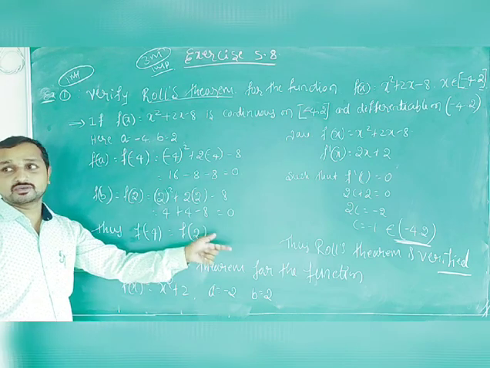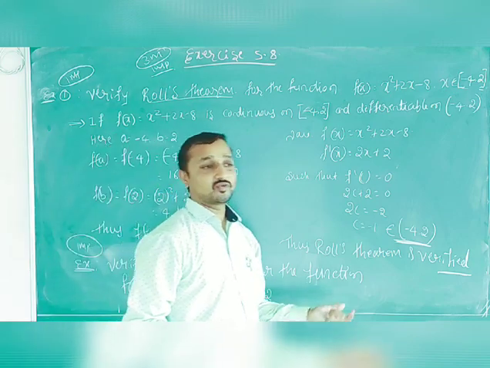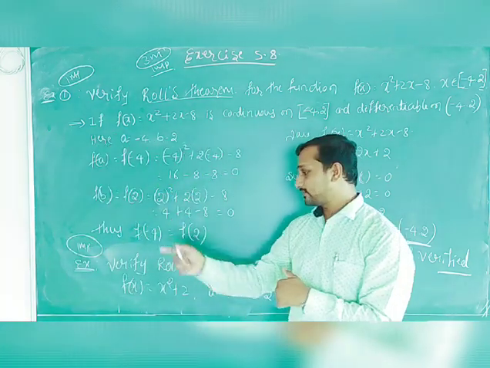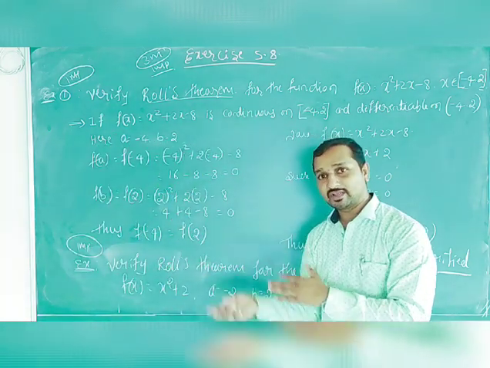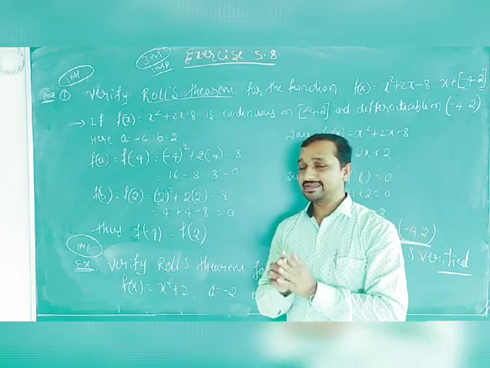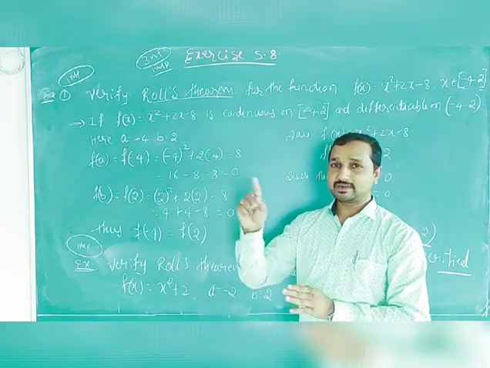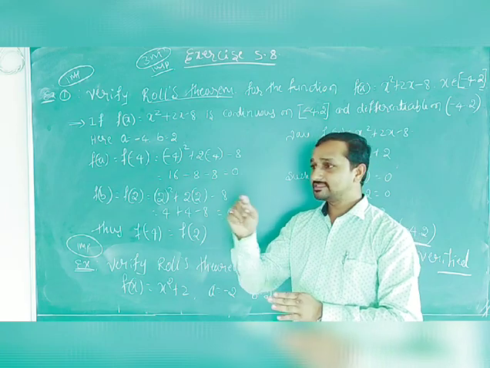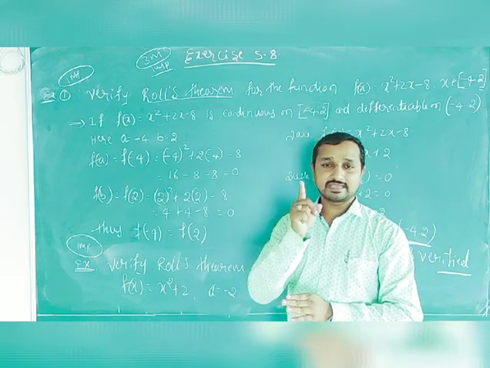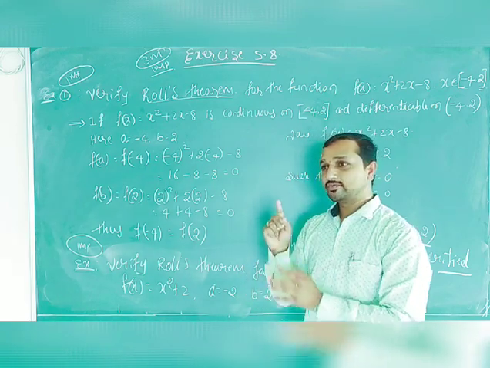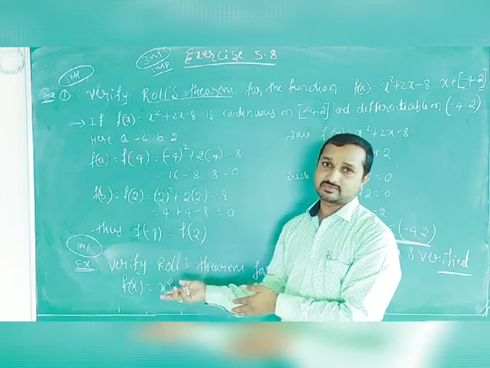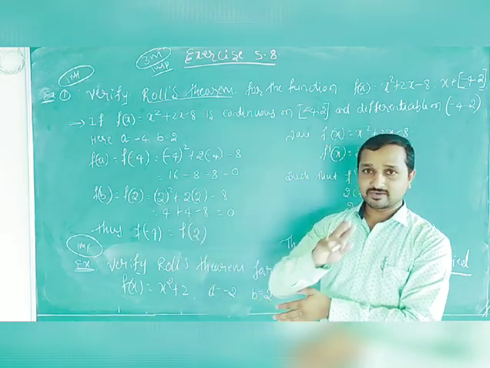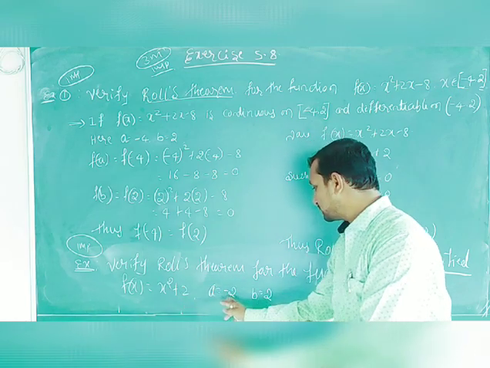If f is continuous on the closed interval a b, and f is differentiable on the open interval a b, then we find f of a and f of b and check that f of a equals f of b. Suppose f of a equal to f of b holds, then we need c such that f dash of c equals 0. For that we find f dash of x, and automatically f dash of c. So equate f dash of c equal to 0, then find c.